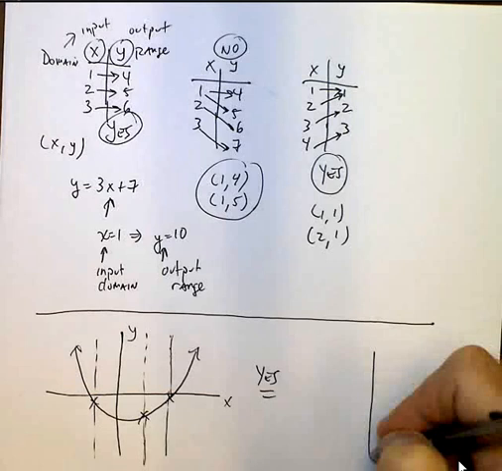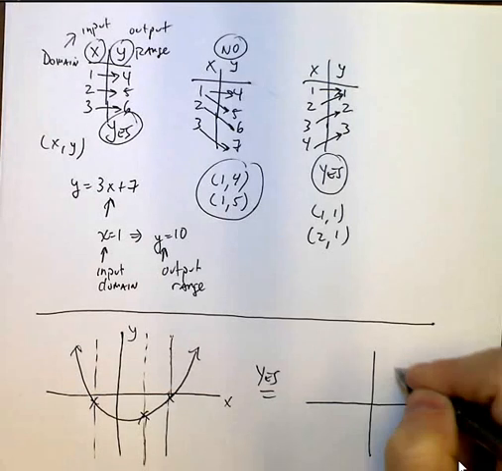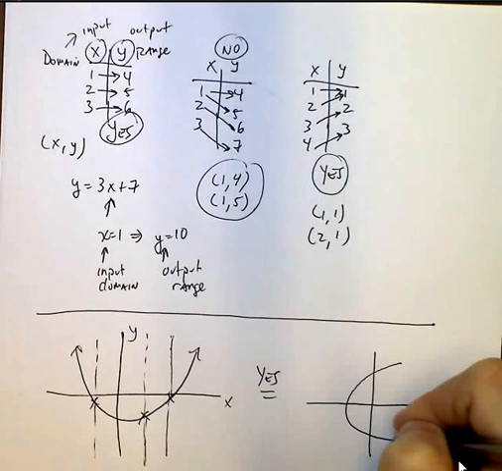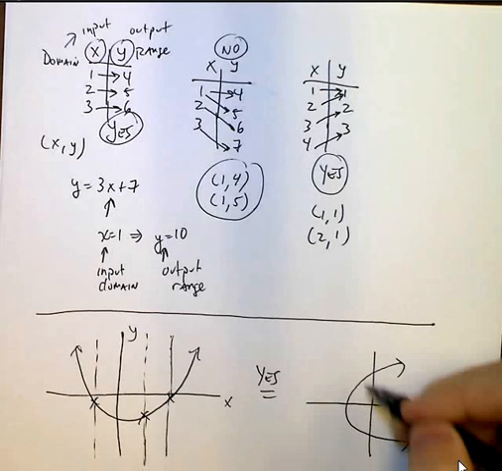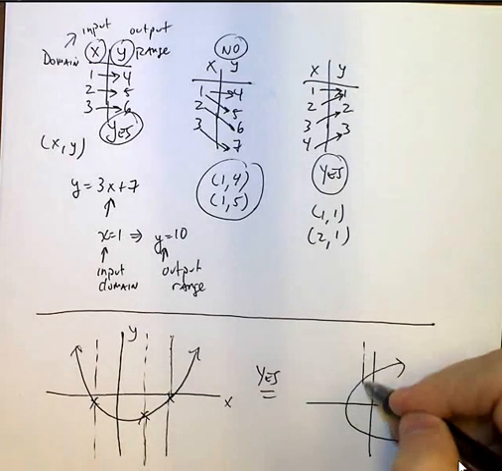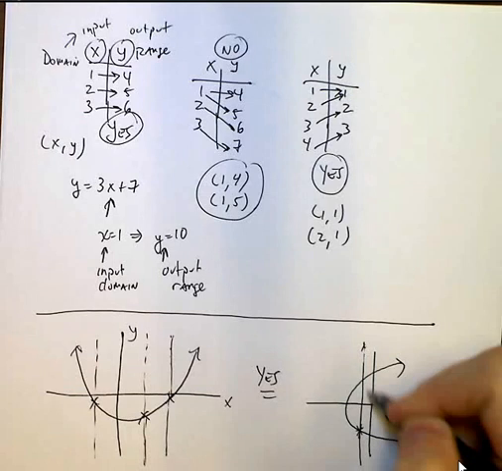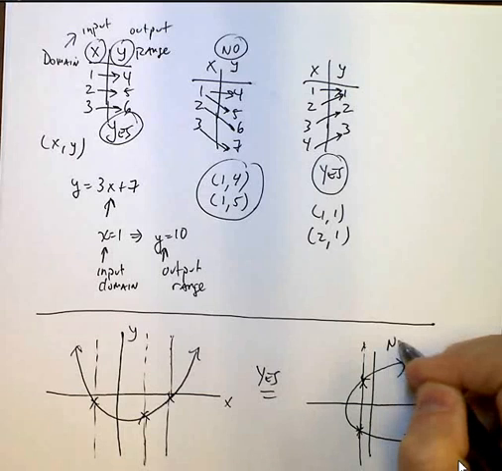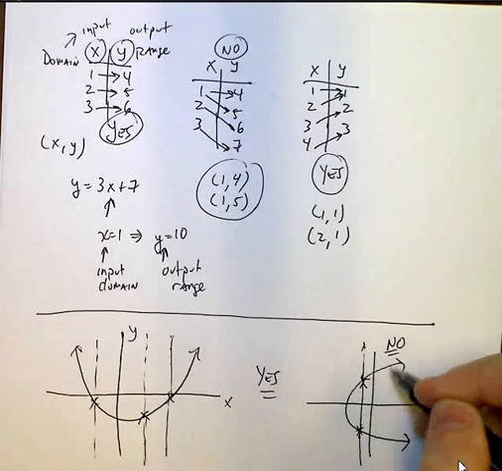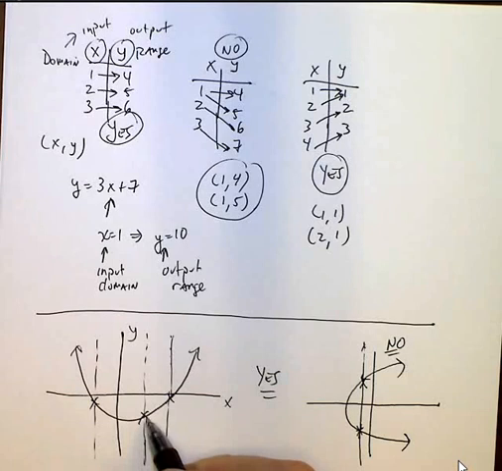Alternatively, if my function was drawn this way, and I asked you, is that a function or not? Well, in this case, when I run the vertical line test, when I draw my vertical line, it intersects at 2 points. My vertical line went through at 2 points. That means this is not a function. So if the vertical line intersects it at only 1 point, it's a function. If the vertical line intersects it at more than 1 point, it's not a function. Hope that helps.